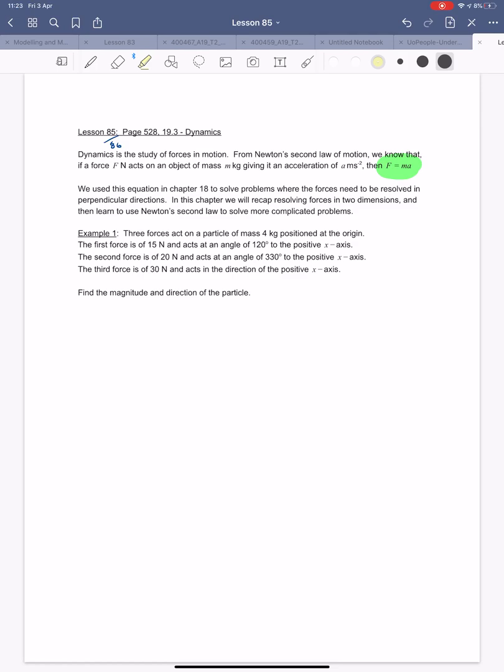So example 1. 3 forces act on a particle of mass 4 kilograms positioned at the origin. Right, so we've got this one here. That's 4 kg there. The first is a force of 15 newtons and acts on an angle of 120 degrees to the positive x-axis. So that means you start measuring from here. This is 0 degrees. So there's 90. So 120 is up here. So that's 120 degrees. 15 newtons. This is the particle here.